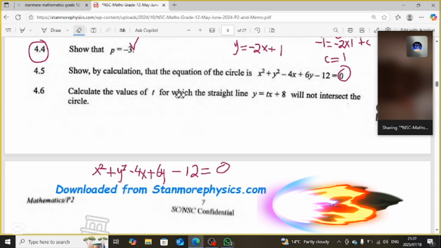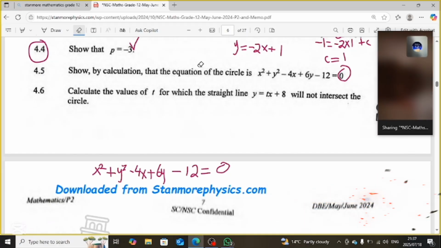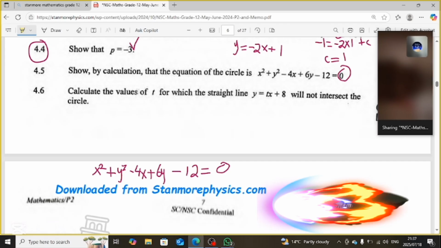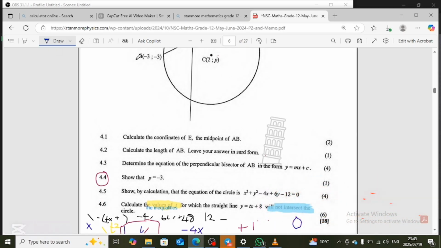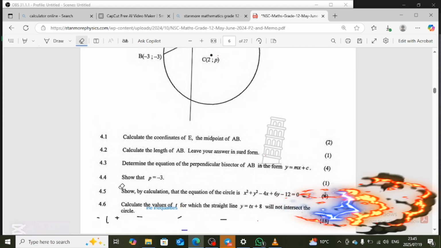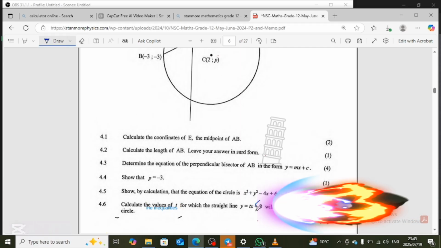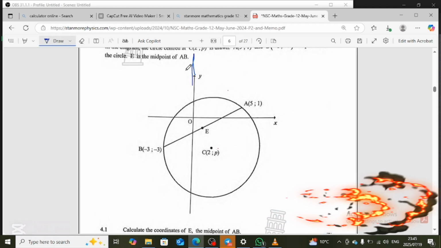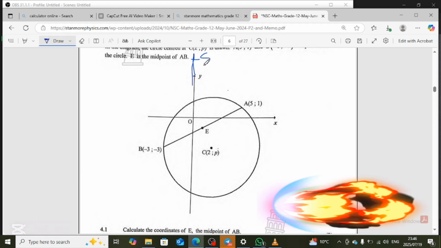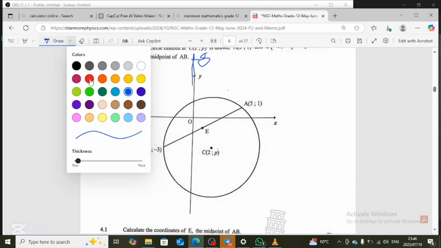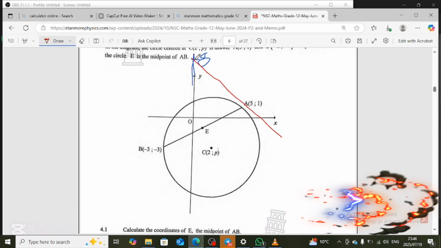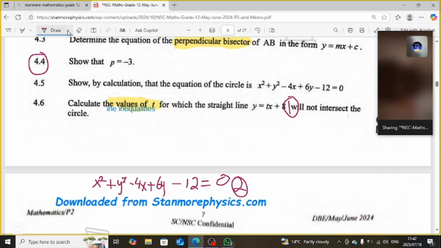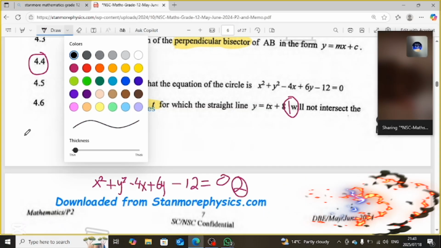Lastly, question 4.6: calculate the value of t for which the straight line, y equal to tx plus 8, will not intersect the circle. Looking at the given equation of the straight line, y equal to tx plus 8, 8 is actually the y-intercept of the straight line, and t represents the gradient of the line, either a positive gradient or a negative gradient. Let equation 1 be the equation of the straight line and equation 2 be the equation of the circle.